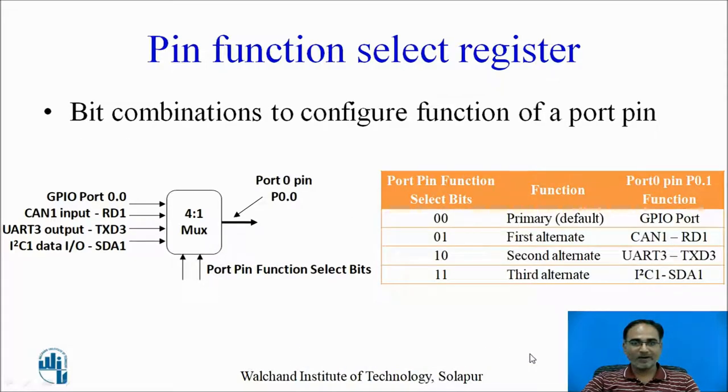In the data sheet you will find that for each combination there is a defined function provided. For example, for P0.1, for 00, this P0.1 can be used as a GPIO pin. For 01, you can use it for CAN1 RD1. For 10, second alternate function, which is UART transmit pin. And for 11, third alternate function, I2C data line.